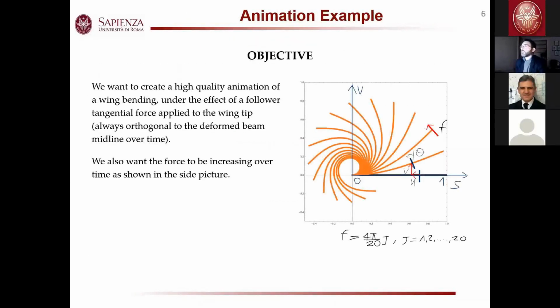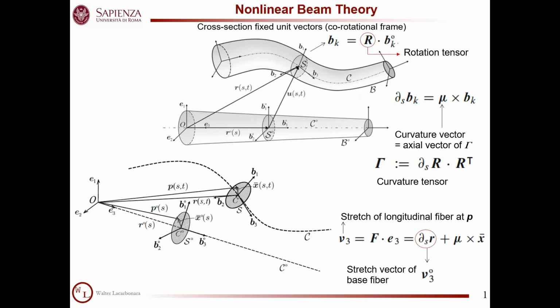For our example, we want to create a high-quality animation of a wing bending under the effect of a follower tangential force applied to the wingtip, always orthogonal to the deformed beam midline over time. We also want the force to be increasing over time, as shown in the side picture. Here, maybe I can say a few words. Yes, Federico.